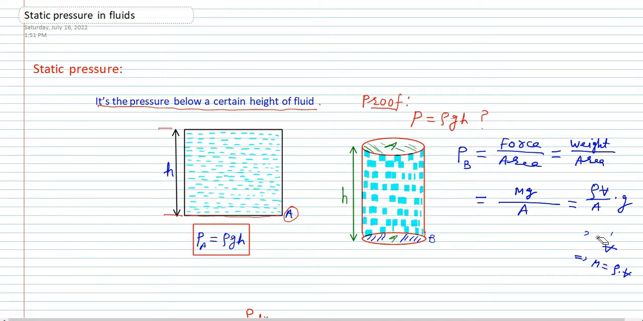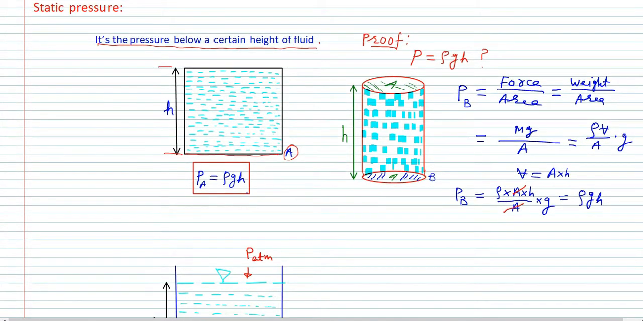Let me erase this. Now volume, what is the volume of this tank in terms of cross-sectional area A and height h? It is of course A times h, right? So we can replace this volume here with A times h. So pressure at b is going to be density multiplied by A multiplied by h divided by A multiplied by g, right? Now this A and this A cancel out, so we are left with rho, let's write g here, and h. Therefore pressure at b is rho g h.